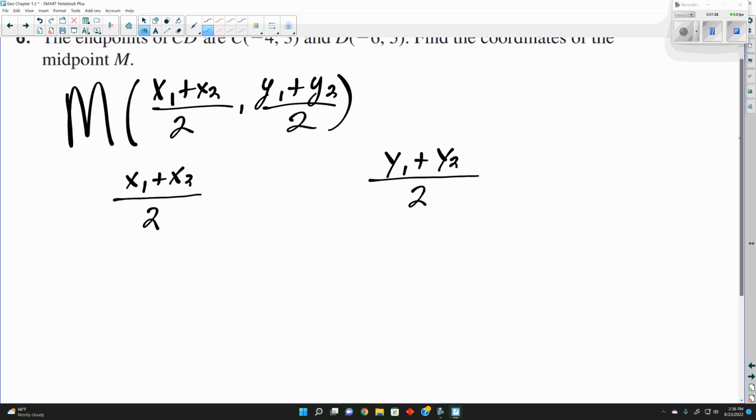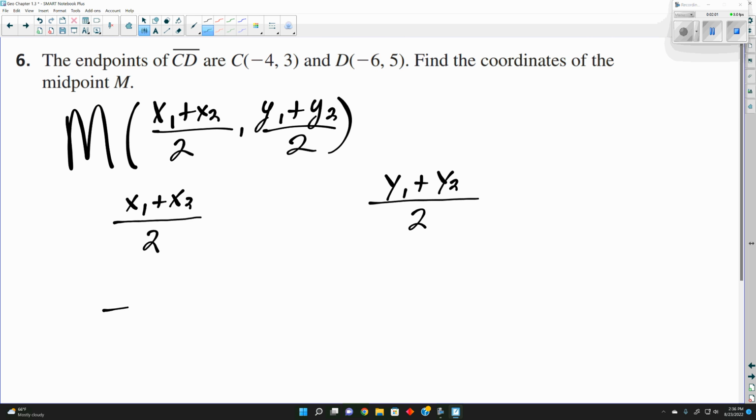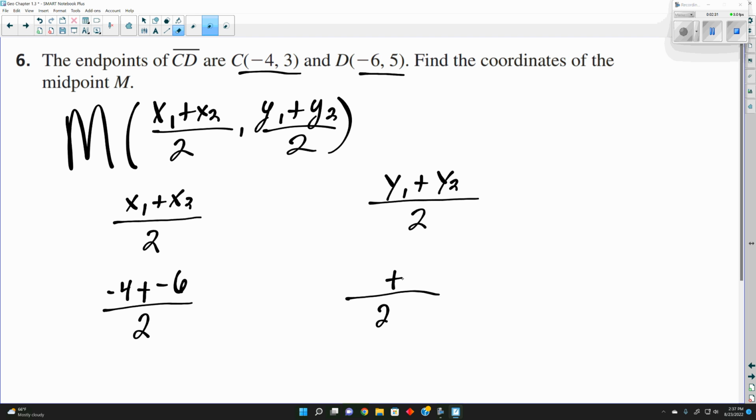Now for us here, the x values of the endpoints are going to be x1 and x2. So for us here, the endpoints of CD are negative 4, 3 and negative 6, 5. So the two x values that we have here are what? Negative 4 and? So negative 4 plus negative 6. And y1 and y2 are the y values of the two endpoints. And the two y values of each endpoint are?